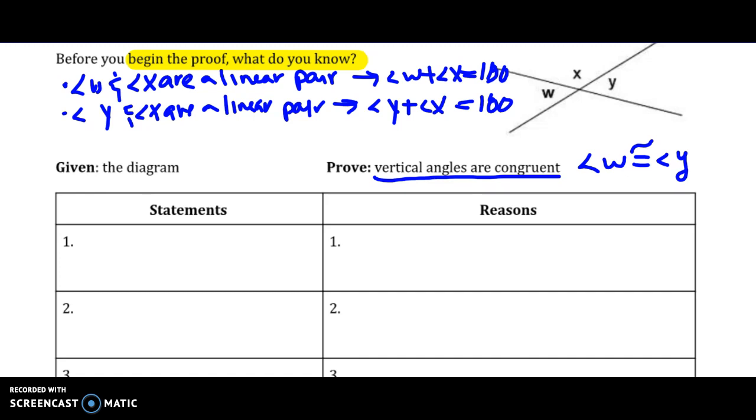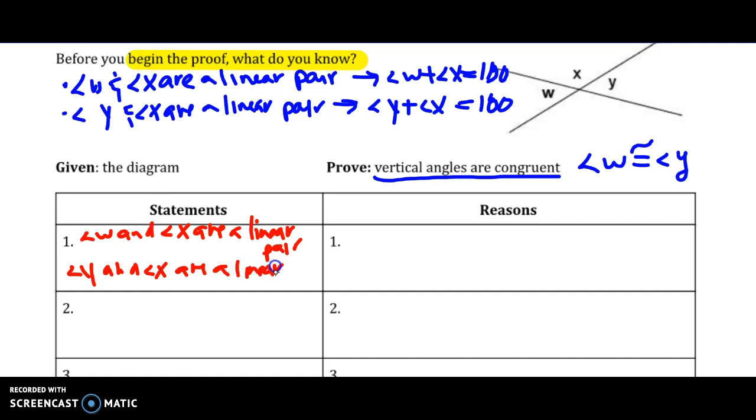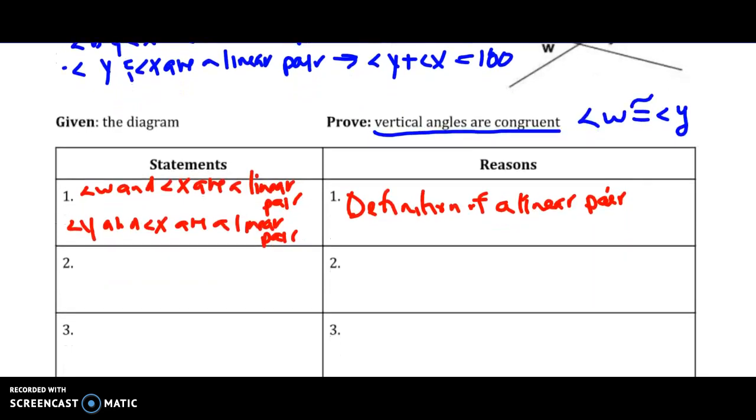So right off the bat, I see that angle W and angle X are a linear pair. And I see that angle Y and angle X are a linear pair. How do I know that? Definition of what a linear pair is. So notice we're right back to that grouping of statements that we talked about in Lesson 6. Okay, what do I know about linear pairs? Again, remember, the proof has to follow logically from what you state. So I stated that they're linear pairs. I need to use that information to keep going forward with the proof.